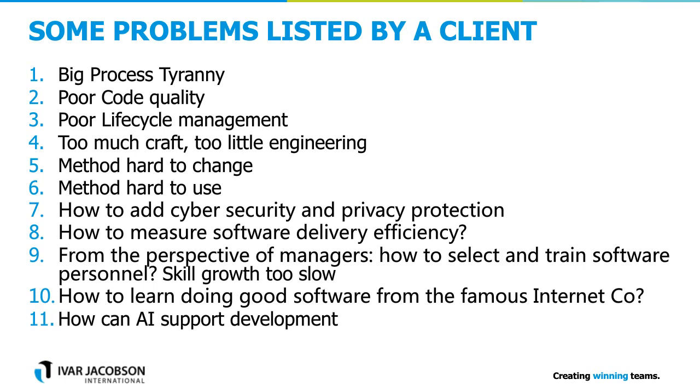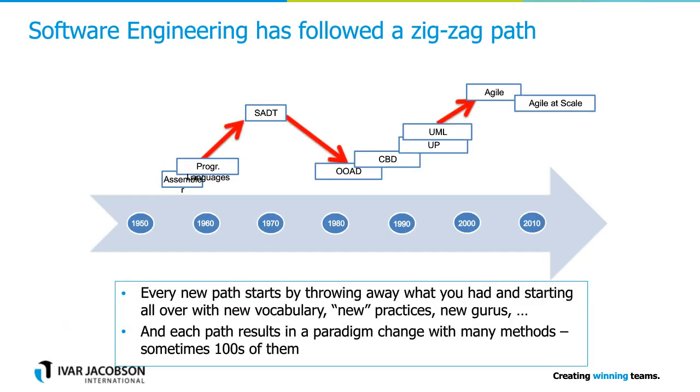So if you look upon software engineering over the years, go back to basically its origin. When we started to develop software, originally we used assembler programming language. There was basically no engineering. It was just the best people did the best job.